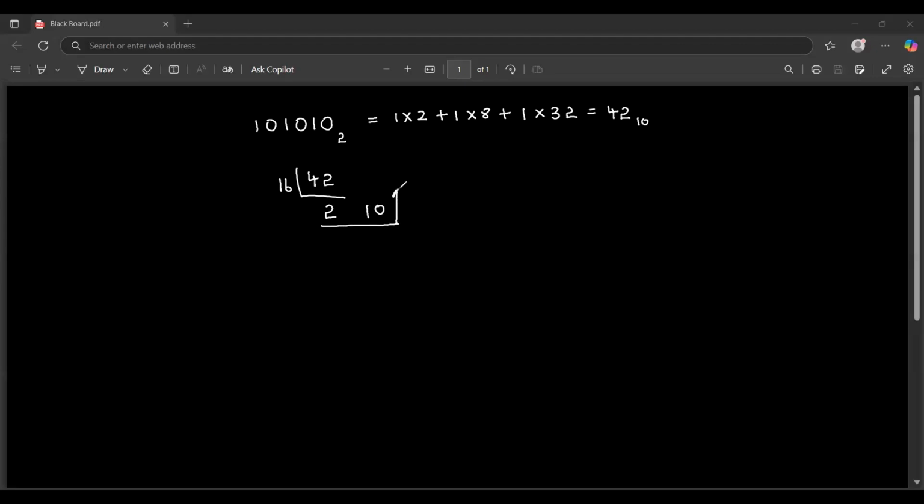Now let's try another question. Let's say we have 101010 to the base 2. In decimal, that will be equal to 0 times 1, 1 times 2, 0 times 4, 1 times 8, 0 times 16, and 1 times 32. So it will be equal to 42 to the base 10. If I divide it by 16, I will get 2 and the remainder will be 10. So if I go from bottom to top, I will get 2 and 10. That will be equal to 2A to the base 16, because 10 is represented by the English letter A.